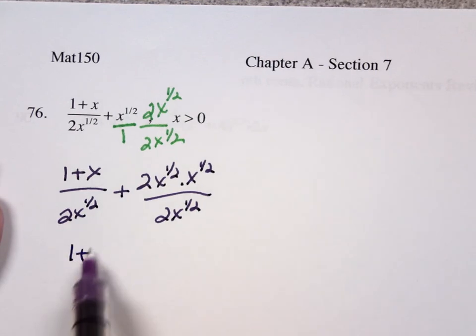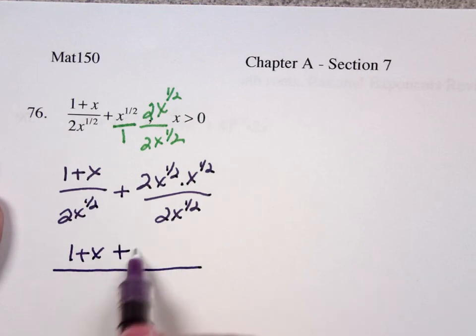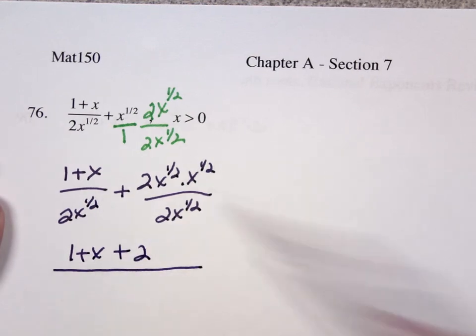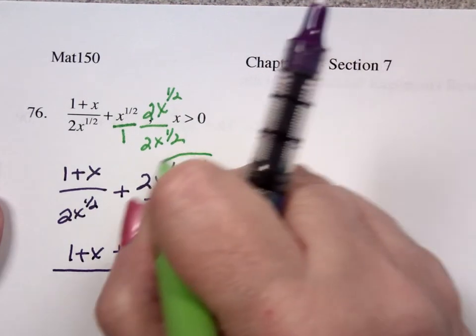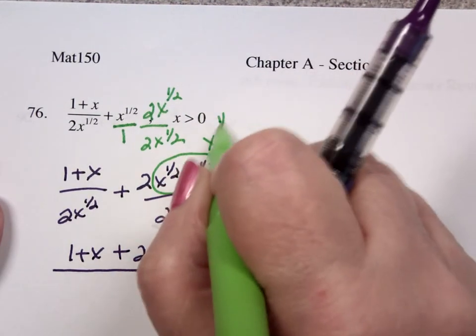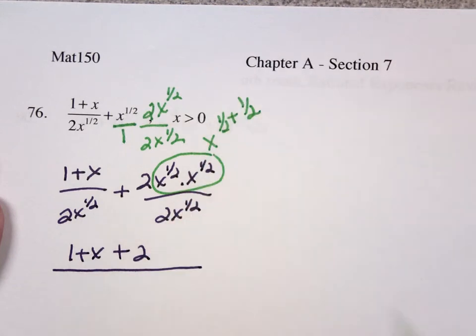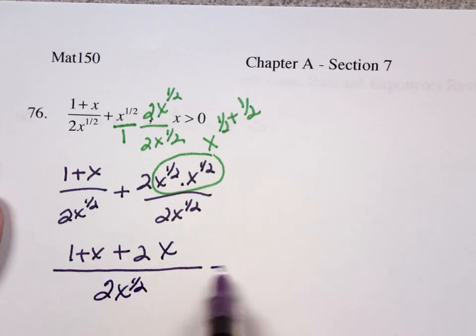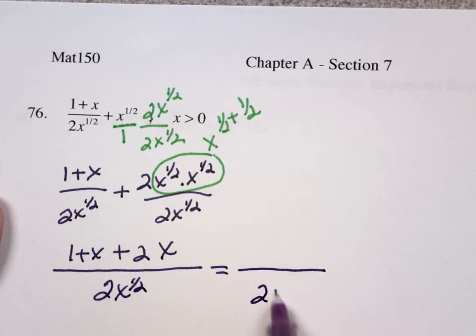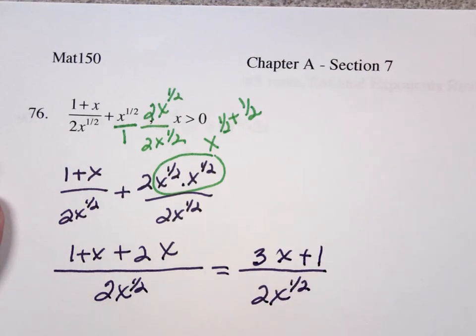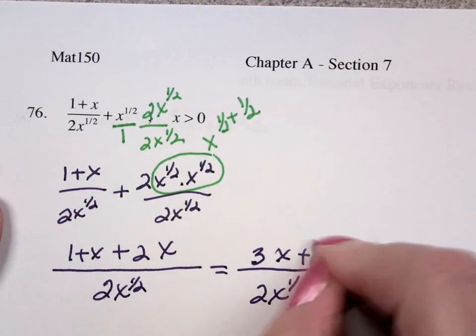which will be a 1 plus x plus 2x to the 1/2 times x to the 1/2. This is really x to the 1/2 plus 1/2, using the properties of exponents. So that's x to the 1 over 2x to the 1/2. So over 2x to the 1/2, I'm going to have 2x plus 1x is 3x plus 1 over 2x to the 1/2.